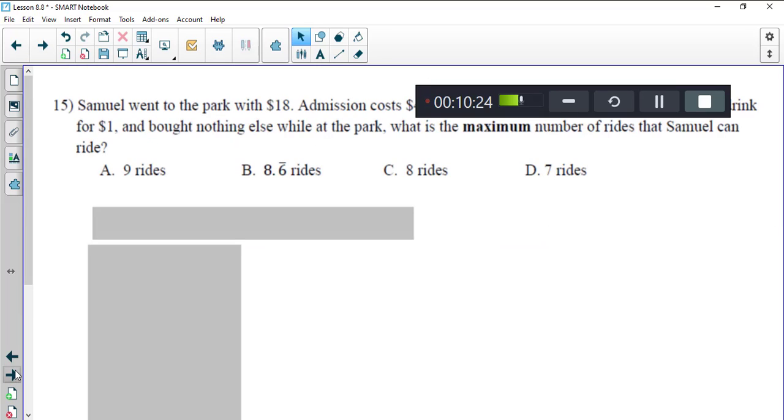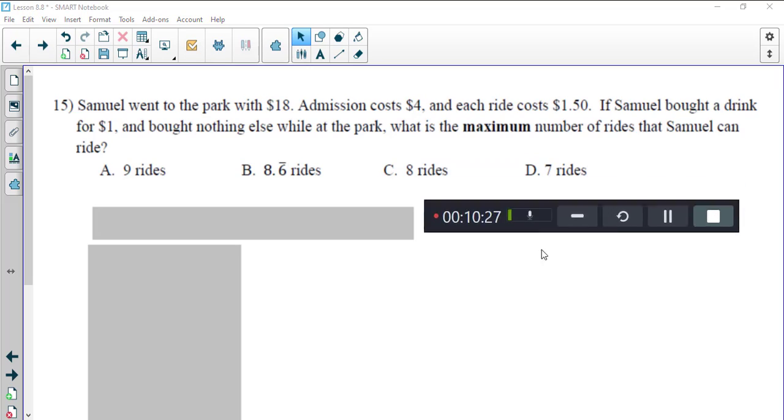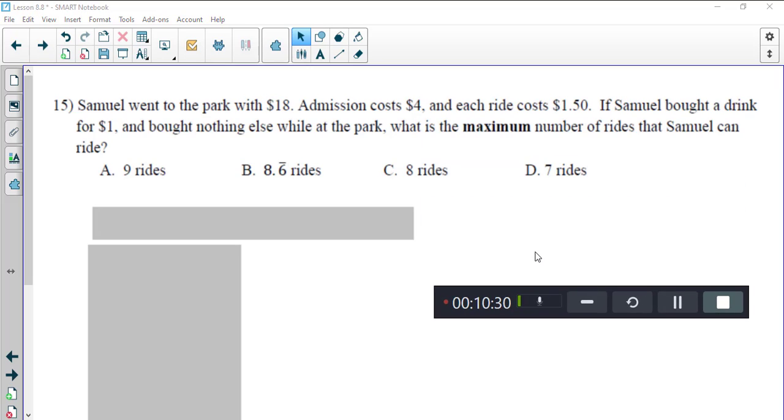All right, let's move ahead to number 15. Samuel went to the park with $18. Admission costs $4 and each ride costs $1.50. If Samuel bought a drink for $1 and bought nothing else while at the park, what is the maximum number of rides that Samuel can ride?